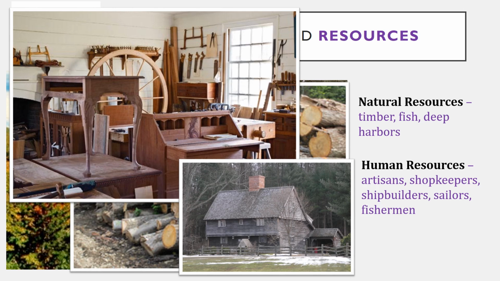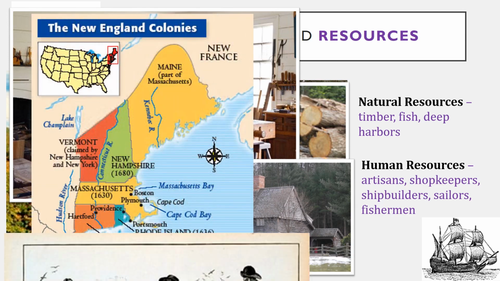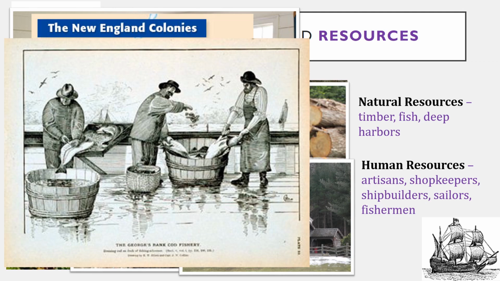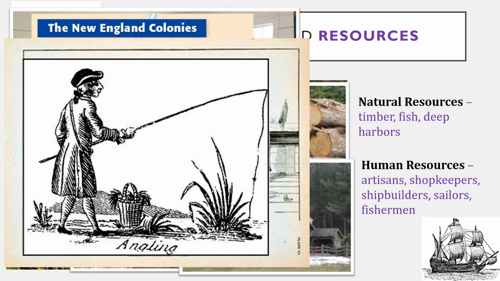All of these colonies have a coastline along the Atlantic and have many rivers, plentiful with fish, and thus fish was another major resource characteristic of New England and still is today. Take a moment to draw a fish or fisherman to capture this idea.